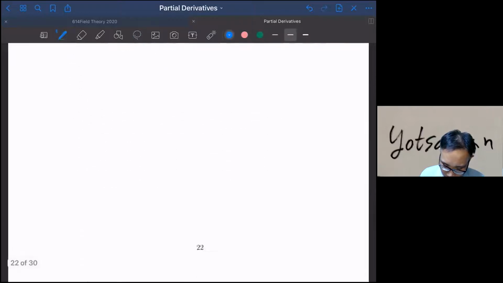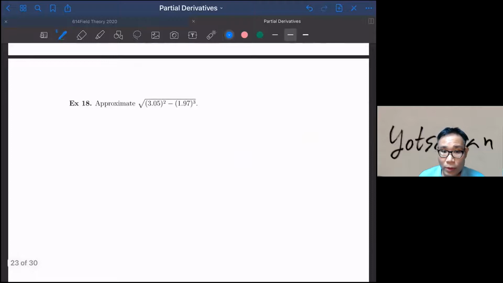Okay, so let's try this example. We'd like to approximate the square root of 3.05 squared minus 1.97 to the third power. For this one, the first step is we're going to have f(x, y), our surface. You see the structure of the function; you change the numbers into x and y. The function you get will be the square root of x squared minus y to the third. So f(x, y) equals x squared minus y to the third inside the square root. This will be the surface.